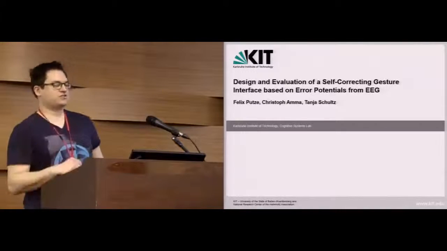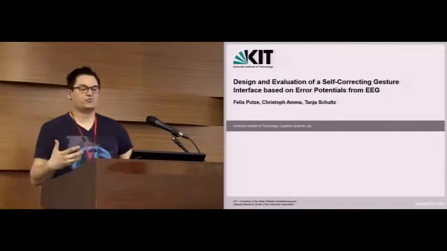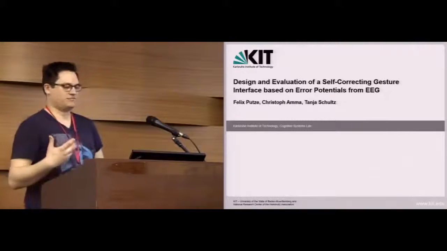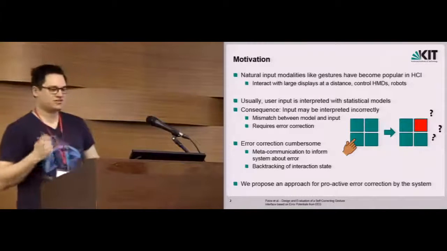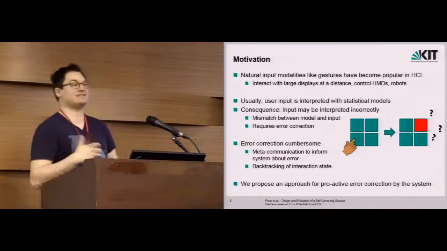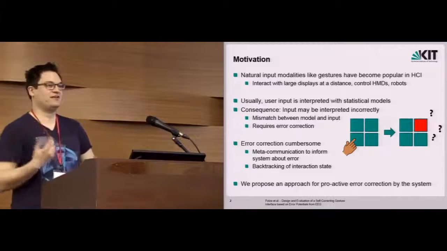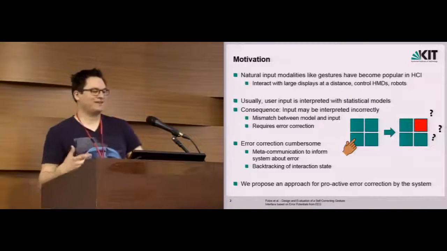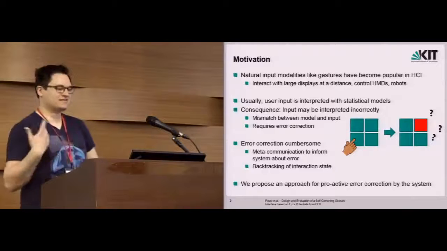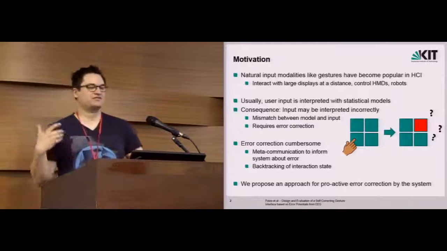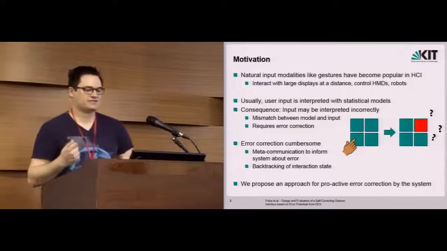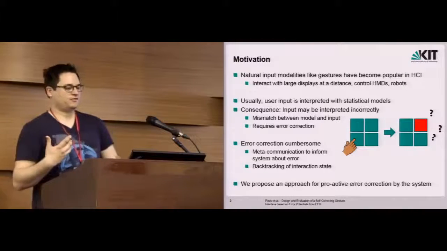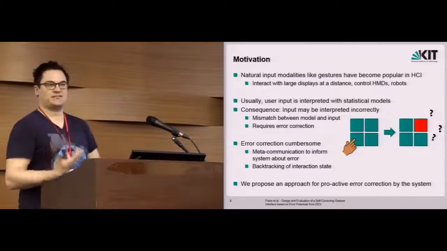And it's about a gesture interface which tries to proactively correct its own errors. As some of you in this session may already know, natural input modalities like gestures have become quite popular in HCI. For example, to interact with large displays at a distance, or to control head-mounted displays or robots. Usually, user input is interpreted using statistical models.